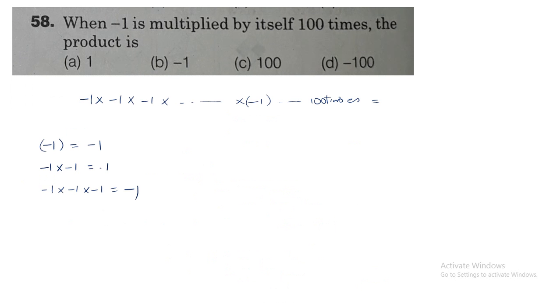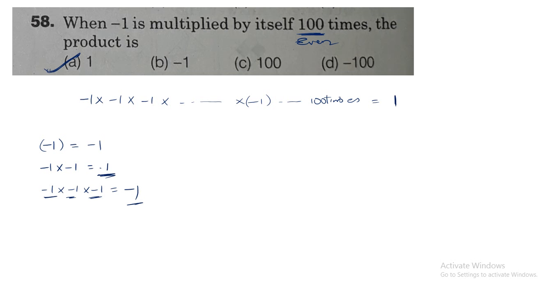So from this, clearly what I can say is, when you multiply minus 1 with itself an even number of times, you get plus 1. When you multiply minus 1 with itself an odd number of times, you get minus 1. Okay, so here 100 is an even number, right? Then what am I going to get? I am going to get plus 1. So the answer is plus 1.